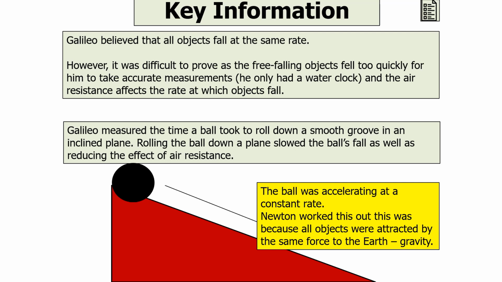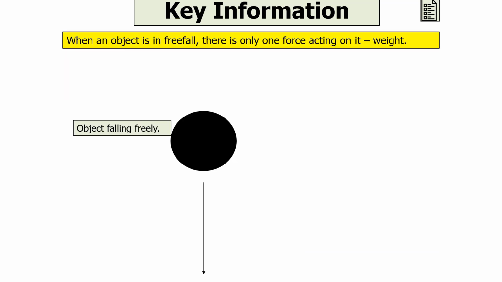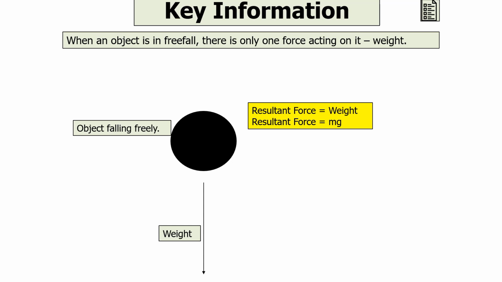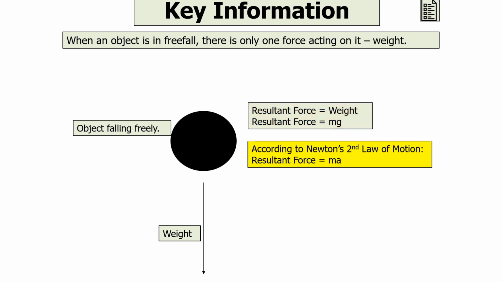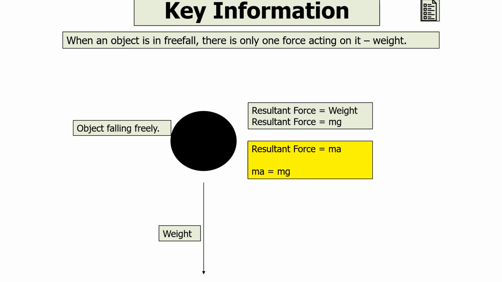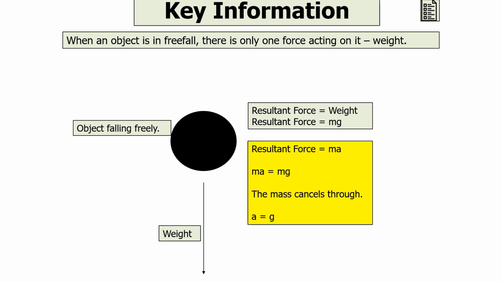Now Newton took this and worked out that this was because all objects were attracted by the same force to the Earth, the gravitational force. So, when an object is in free fall, there's only one force acting upon it, weight. So the resultant force upon the object is weight, or we could say it equals mg. Now according to Newton's second law of motion, we know resultant force equals ma, so we can equate the two terms. So we can say ma equals mg. You'll notice that on either side the masses cancel through, so we can say a equals g.